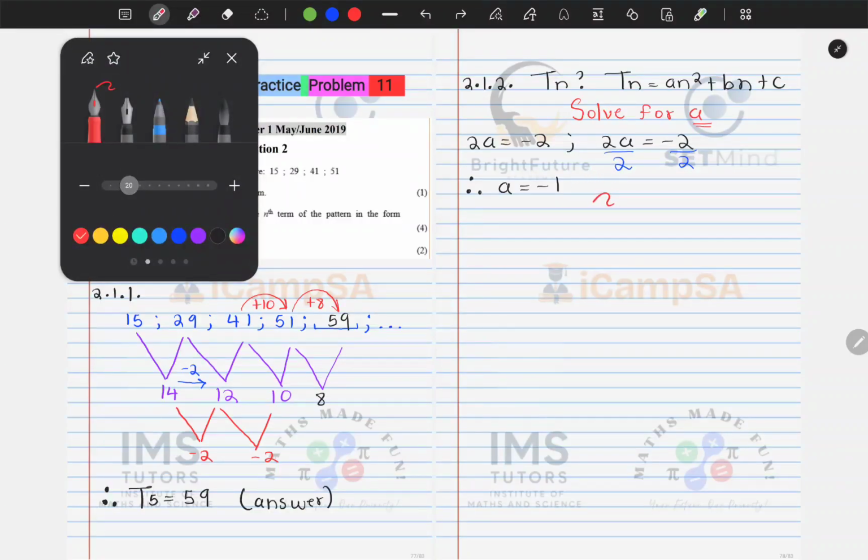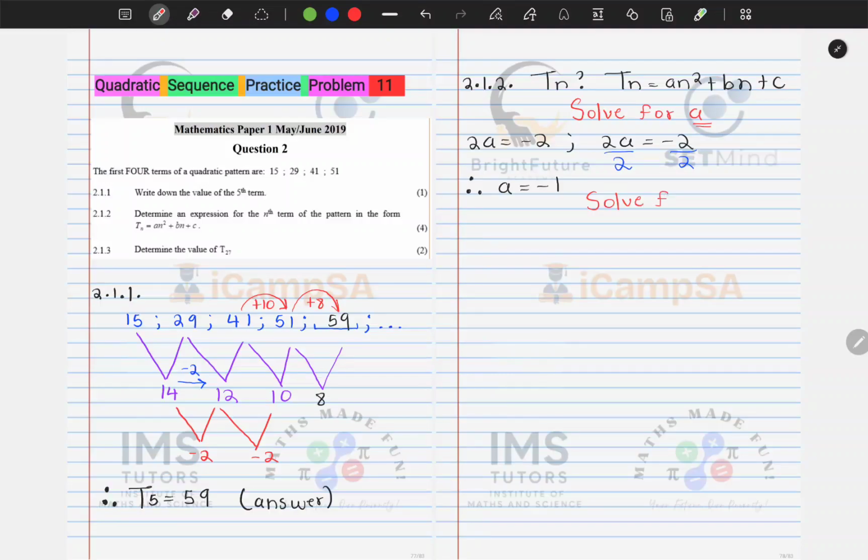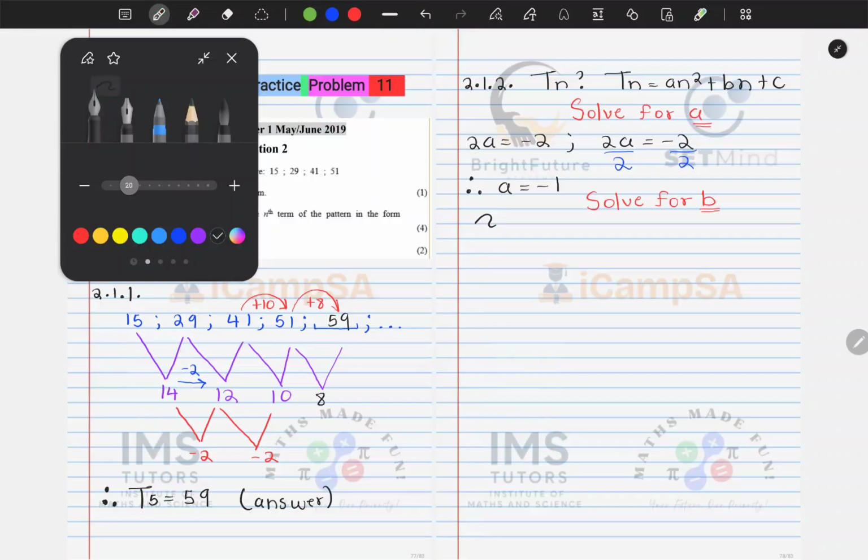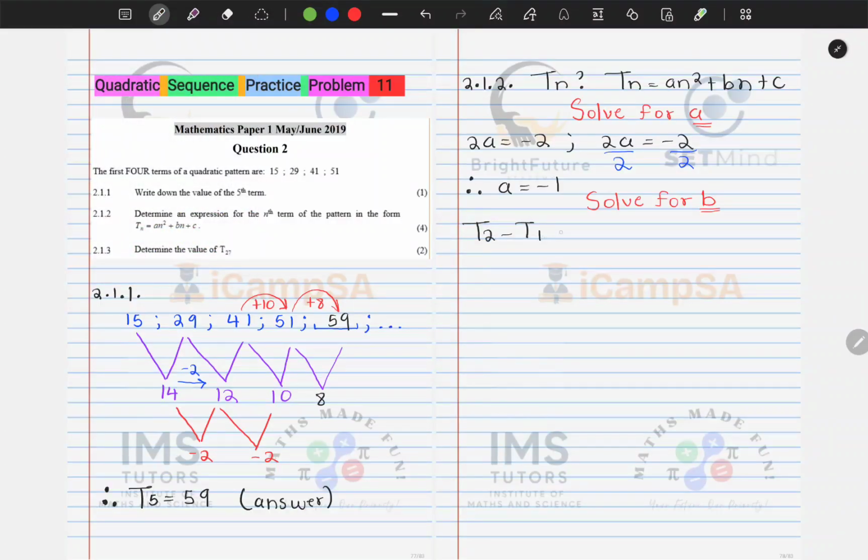Okay, next let's go ahead and solve for b. How do we solve for b? Well, if we have T1 and T2, we will use their difference. T2 minus T1 will be 3a plus b. So this difference is 14. Then we have 3 times our a, which is -1, plus b. And this just becomes 14 equals -3 plus b. So we'll transpose this -3 so that our b becomes 14 plus 3, and this will be 17. So we have our value of b.